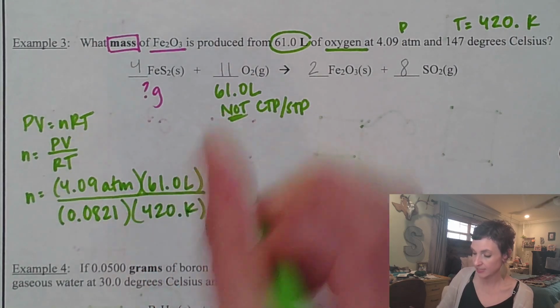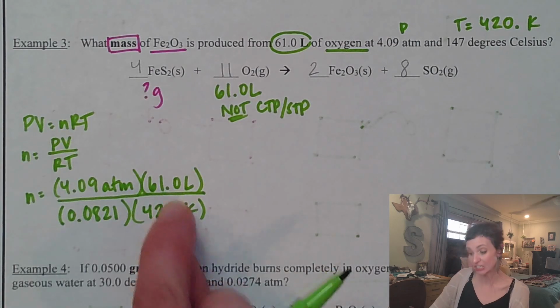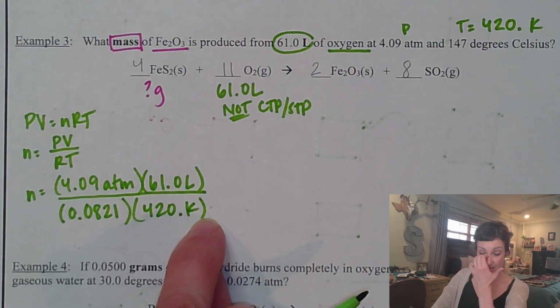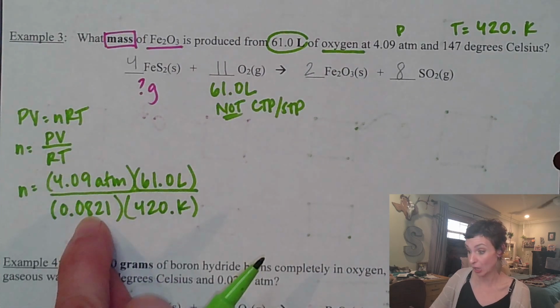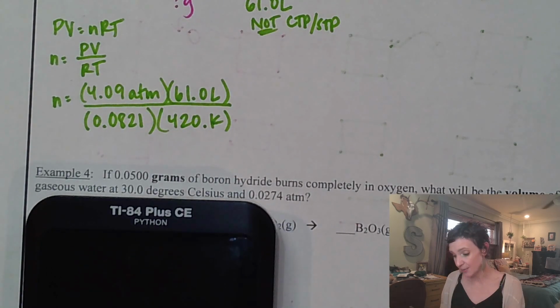Because if I am plugging stuff into the ideal gas law, my units for pressure have to be in atmospheres, my units for volume have to be in liters, and my units for temperature must be in Kelvin, or else I do not get to use that R constant. Okay, so I plug in, and this is going to give me my given moles.